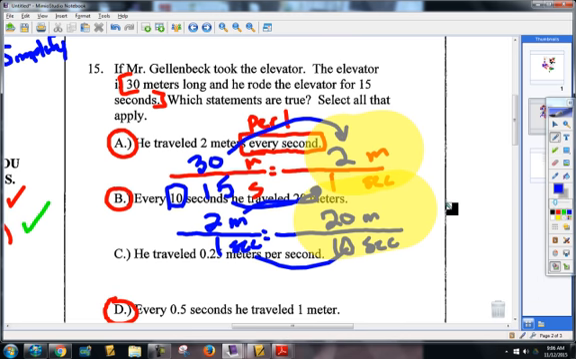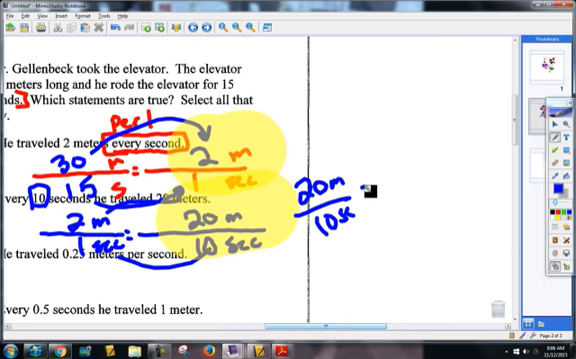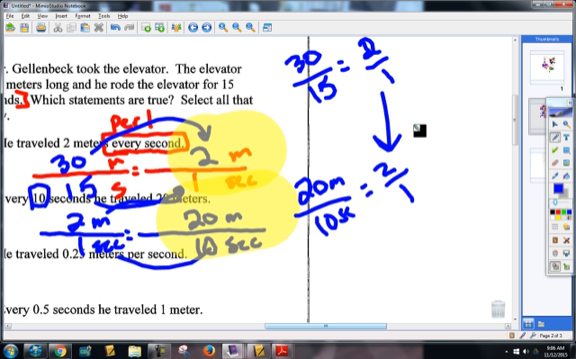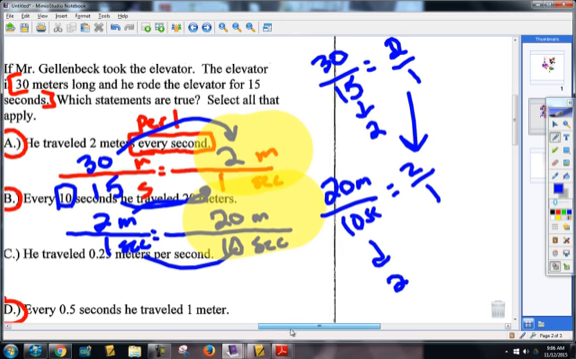Okay, so I just proved that one. And there's a million different ways to prove it. You could go over here and say, okay, that means 20 meters in 10 seconds. I'm going to simplify that and I'm going to get 2 to 1. Then I'm going to go up here to this one, and I'm going to say, okay, 30 to 15. I'm going to simplify that one to 2 to 1. That tells me they're equivalent. You guys see how I do that? There's a million ways to do it. You could divide it. Okay, that's 2. That's 2.